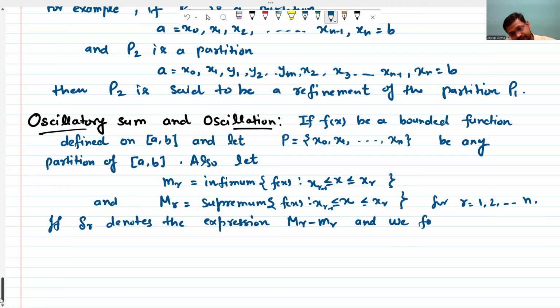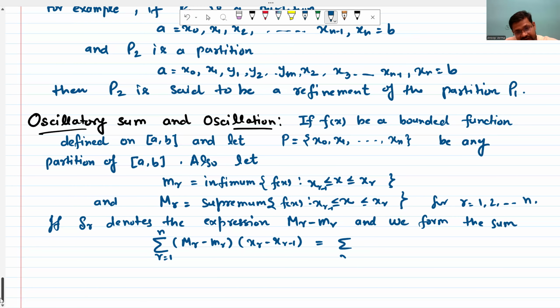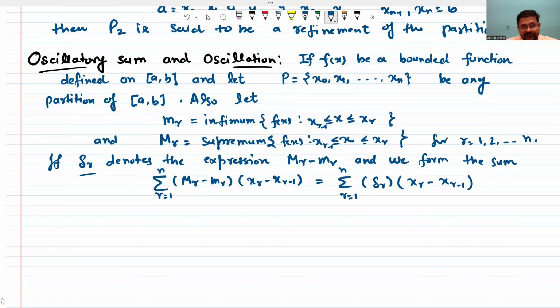And we form the sum. So this is called summation r equals 1 to n, and we have this capital Mr minus small mr, and this is your x(r) minus x(r-1). So that is equal to summation r equals 1 to n delta r. ध्यान देना यहाँ पर जो डेल्टा आर लिया गया है, that is the difference between the supremum and infimum in that interval. Okay, so difference between the supremum and infimum in that interval.